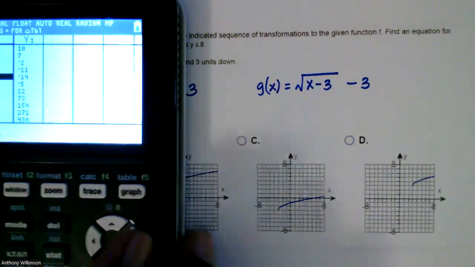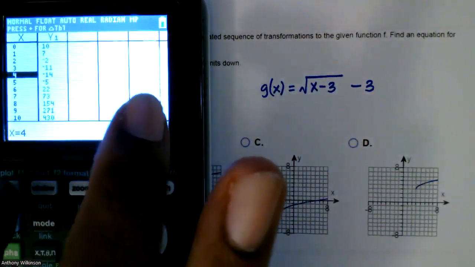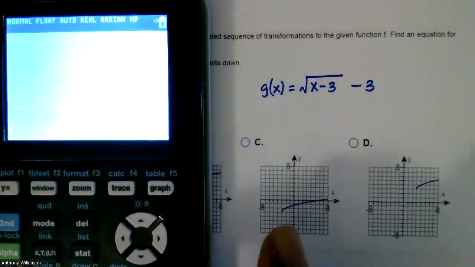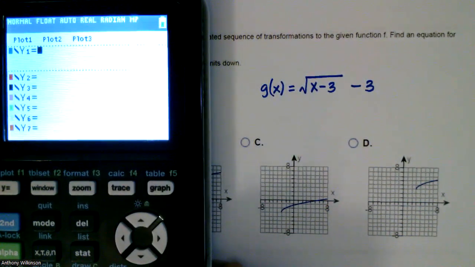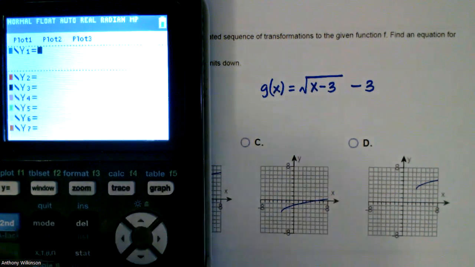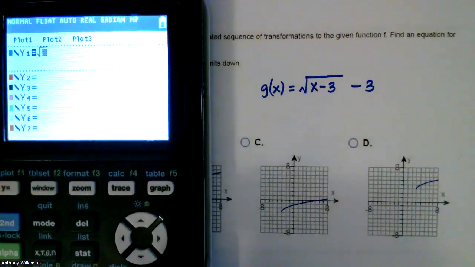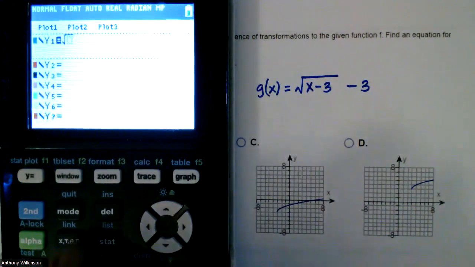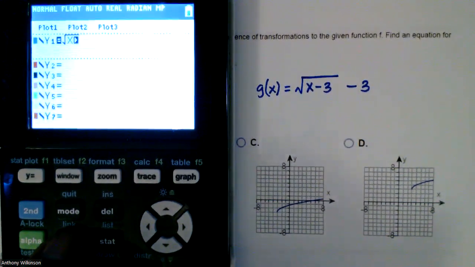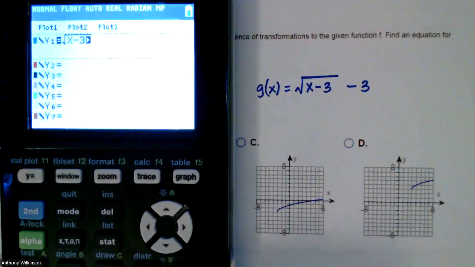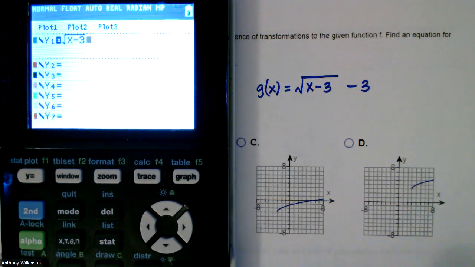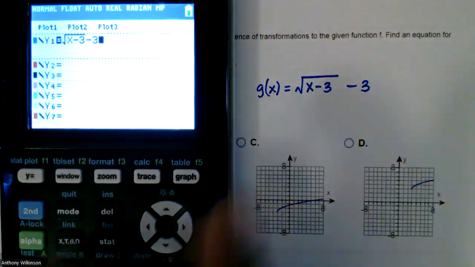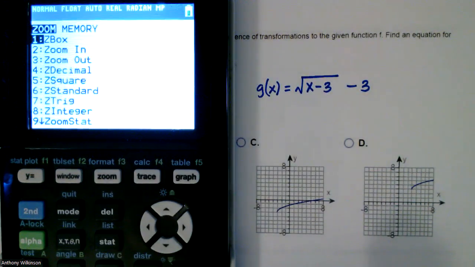So here's what I'm going to do. Let me clear some stuff out that I have here. I'm going to go to y equals, clear this equation out completely, and type in the square root of x minus 3, then minus 3. For the square root, I'll do second x squared. Then get your x by pressing the X,T,theta,n button, minus 3. Use your right arrow key to get out from underneath that radical, and then minus 3. Now I'm going to do zoom and 6 for the standard window.